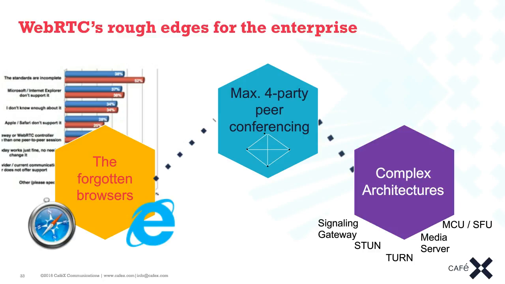The architectures are pretty complex for enterprises as well. They'll have signaling gateways, STUN, TURN, media servers, as well as conferencing units or selective forwarding units in order to be deployed and make collaboration happen. And each one of those different types of servers, again in their own complexity and in their own deployment architecture, scale differently.